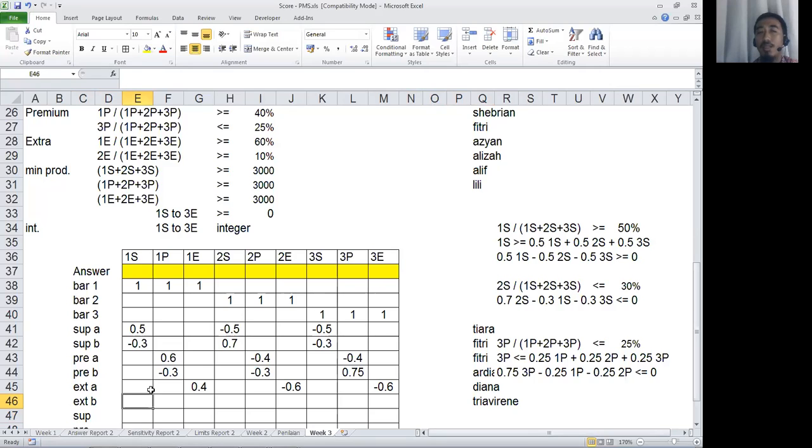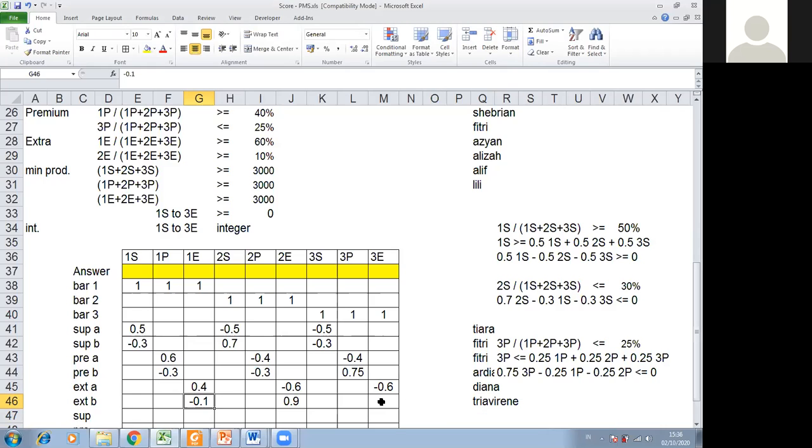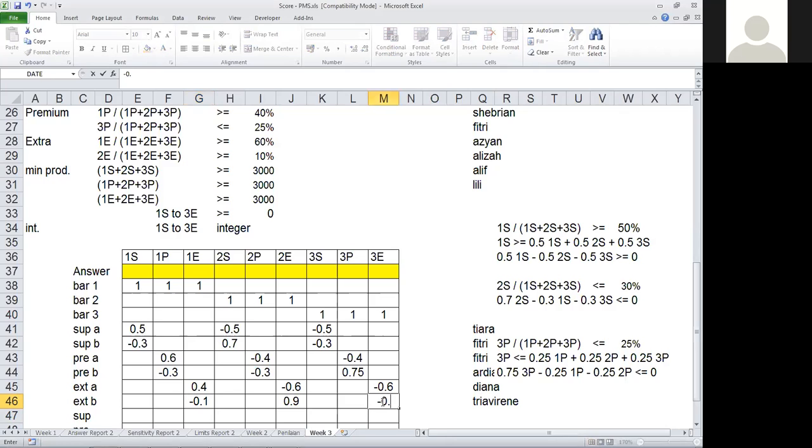Me, sir. Yes, please, Kinan. 0.9 2E. Which one, 0.9? The 2E, yes. Then 0.1 1E, plus or minus? Is it plus, sir, or minus? Minus, because from the right to the left, so it should be minus 0.1. And minus 0.1 3E. Okay, good.